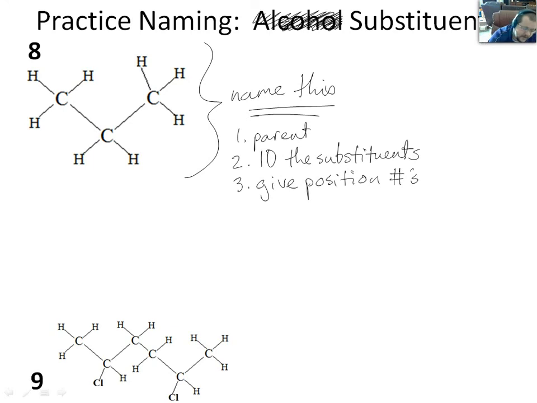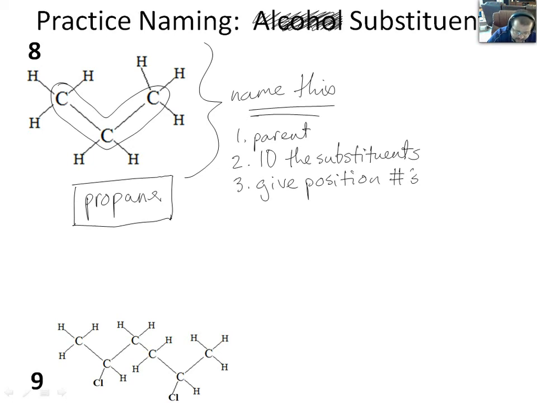Alright, so step 1, parent chain. 3 carbons. And we have to ID substituents next, and I see nothing hanging off other than hydrogens, and we don't have to name hydrogens. So, my parent being 3 carbons long, prefix is prop, ending is ane. I've got propane here. And since I don't have anything hanging off, I don't have to worry about naming substituents or giving position numbers. This is just propane.